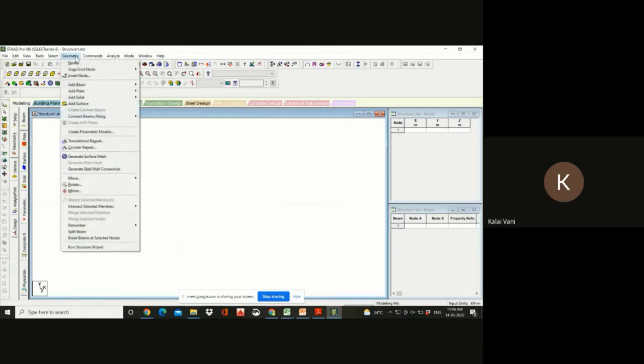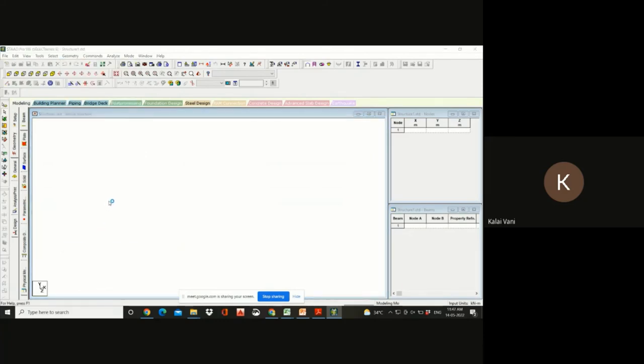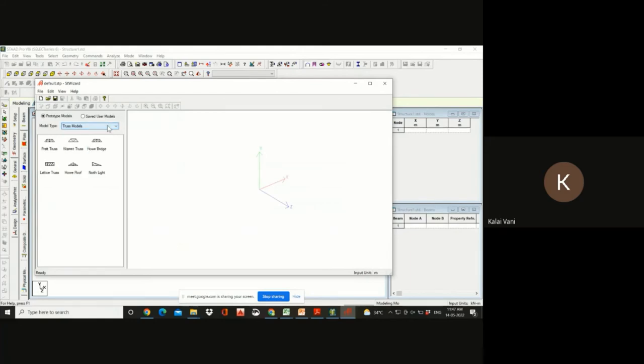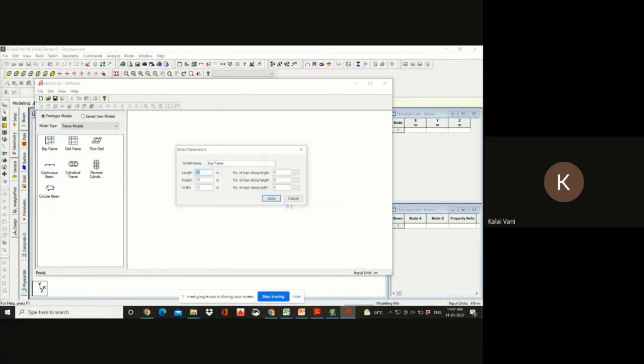And one more thing is, from geometry, there is run structure wizard, right? So if you're taking geometry, run structure wizard, here you can have your library. Library in the sense, so truss, if you're having flat truss, Warren truss, if your structure is any one of the types, you can very well choose it from there and use it. And similarly for frames also, bay frame, grid frame, roof frames and all are there. So if you're choosing the frame, it will ask you how many bays, what length of your frame, along the length side, along the width, how much you want. Like this it will ask. So what is the length of your frame? What is the height of your frame? What is the width? And how many bays you want along the length? Like that it will ask. So if you're giving that, it will be formed readymade.